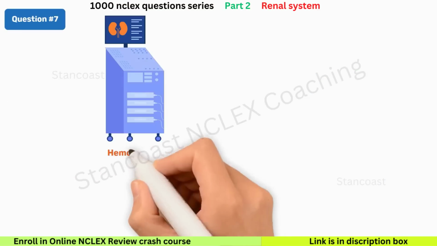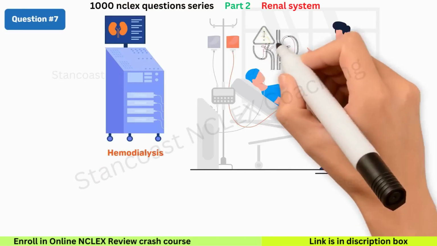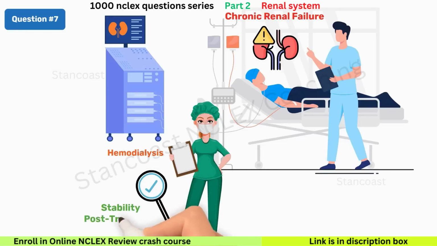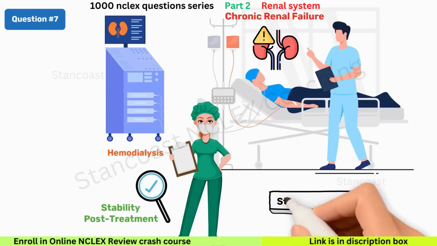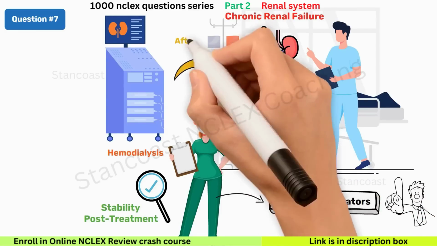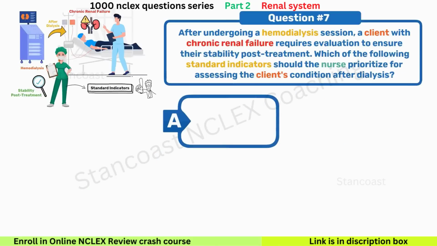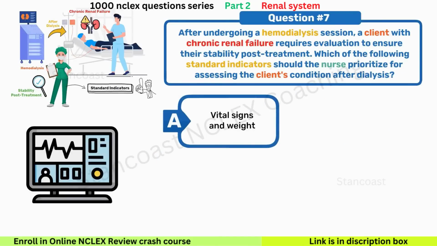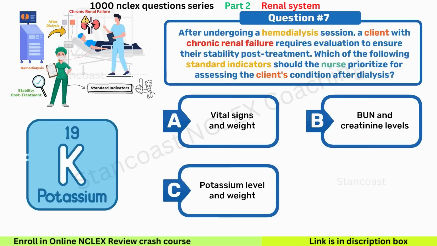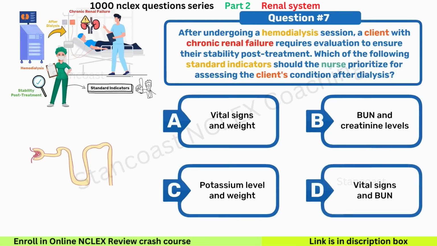After undergoing a hemodialysis session, a client with chronic renal failure requires evaluation to ensure their stability post-treatment. Which of the following standard indicators should the nurse prioritize for assessing the client's condition after dialysis? A. Vital signs and weight. B. BUN and creatinine levels. C. Potassium level and weight. D. Vital signs and BUN.